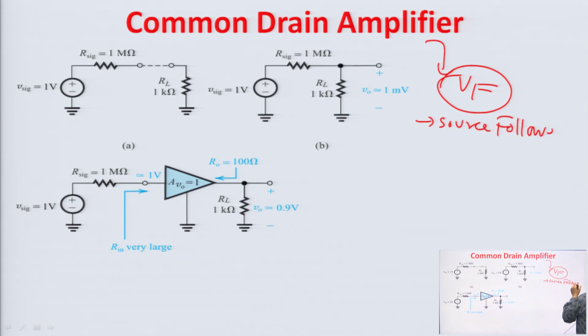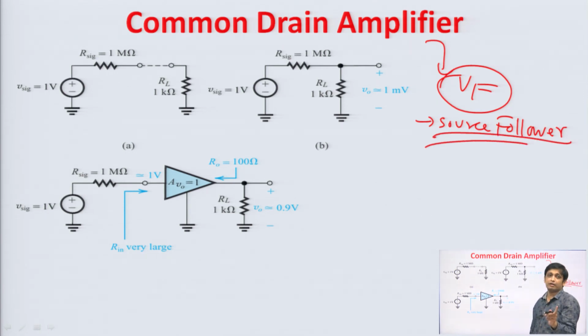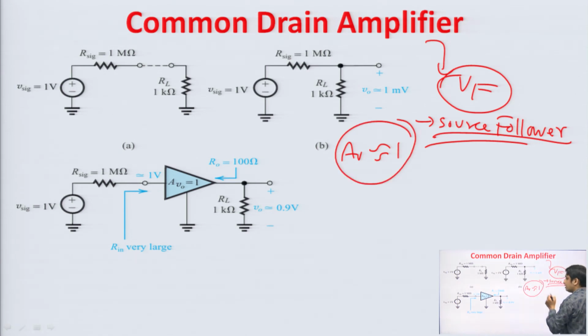It is a very popular name, like the common collector amplifier is called emitter follower, common drain is called source follower. The reason is very clear, because this common drain amplifier acts as a voltage buffer. So, your voltage gain is approximately 1. Whatever input we apply at the gate terminal the same appears at the source terminal. So, your source voltage is following the gate voltage, that is why it is called source follower. So, the question arises that if whatever input we are applying, we are getting the same thing at the output, then what is the need of such circuit?